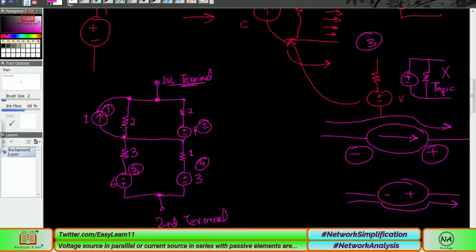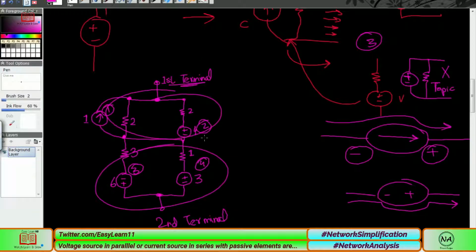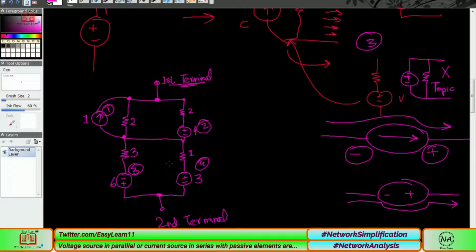I am choosing right now to convert the voltage sources into current sources, not the current into voltage, because this is a parallel network. You can see that this is the first loop and this is the second loop, and the 2 loops are connected with each other. So, this may create a slightly more complicated network. You can choose the voltage source as well. This is another practice, but I am choosing right now to convert all the voltage sources into current sources.